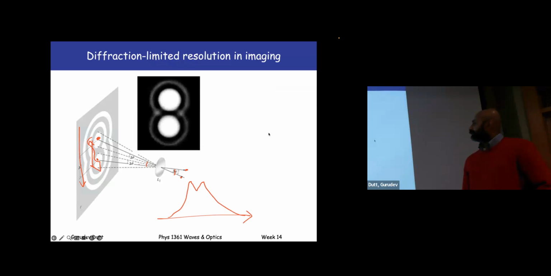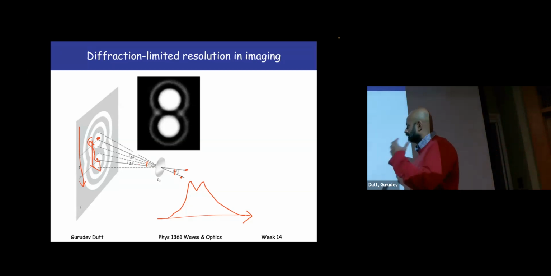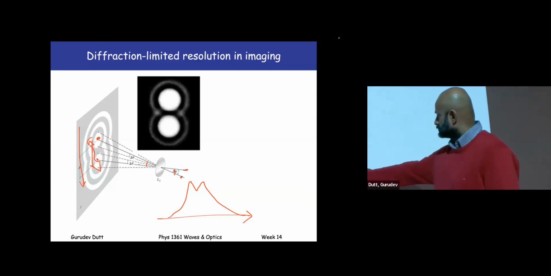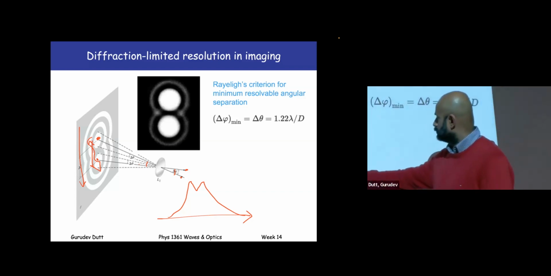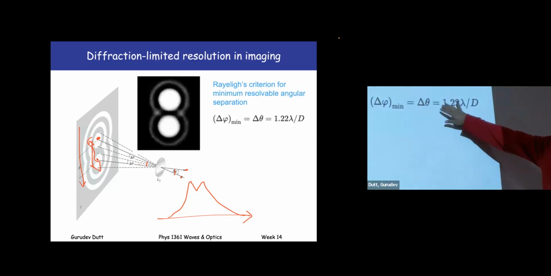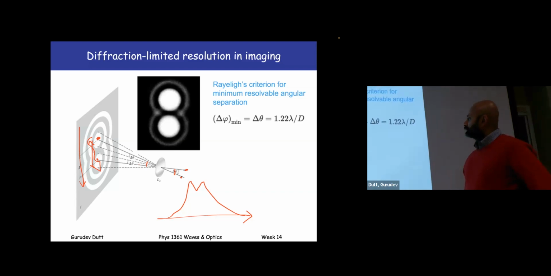This is just a quick reminder of what we discussed last class: diffraction limited resolution in imaging is governed by the Airy disk pattern that we talked about for circular apertures in Fraunhofer diffraction. For example, if the angle between two sources is delta phi, then the minimum angle for resolution, that is the minimum angle between these two points, is delta theta, where delta theta is 1.22 lambda over d.